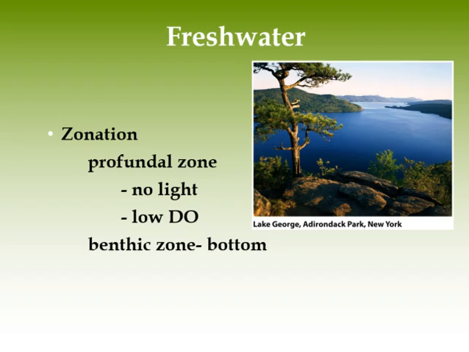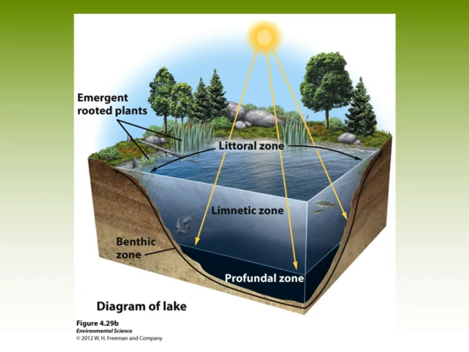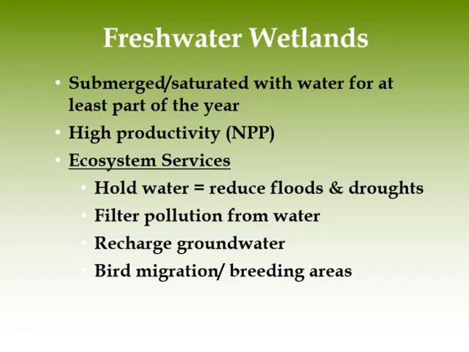Below the limnetic zone is the profundal zone. This zone receives no sunlight and has low dissolved oxygen levels because there are no plants to produce oxygen. The entire bottom of the lake is the benthic zone. Looking at this diagram, you can identify the littoral zone and the emergent plants, along with the limnetic zone, profundal zone, and benthic zone.